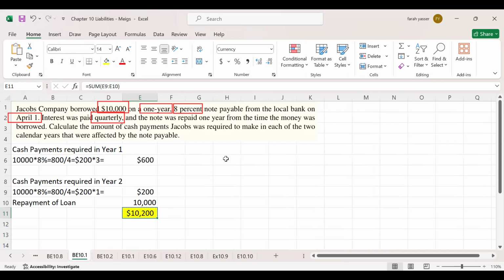So the total interest is 600 and 200. Total interest paid is $800, and $10,000 is the total repayment of the loan. So this was exercise 10.1, in which we simply calculated interest expense in year one and year two. In year one, we have 3 quarters. In year two, just 1 quarter is remaining because the loan was for 1 year. So we have to complete just 4 quarters.